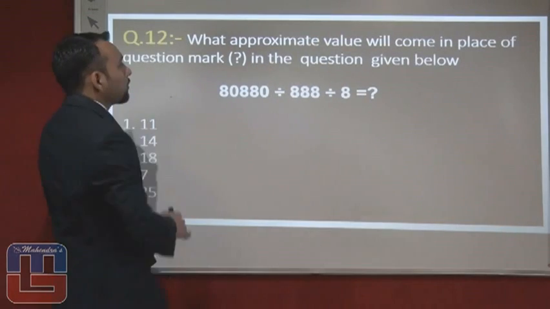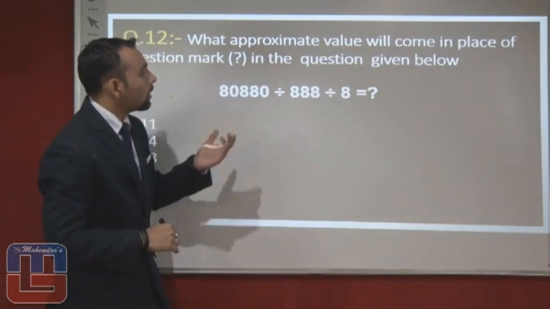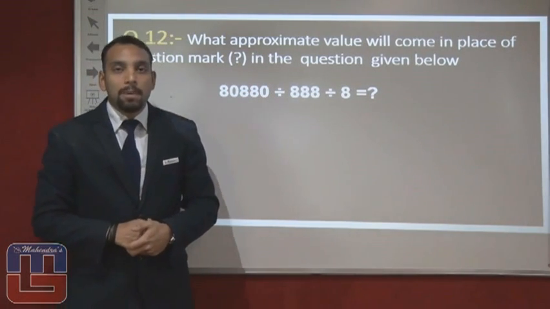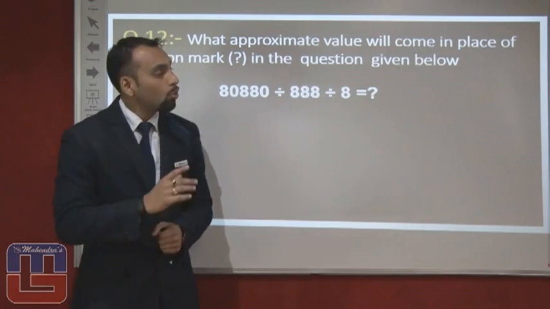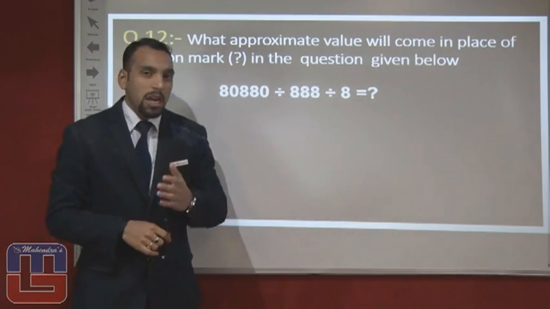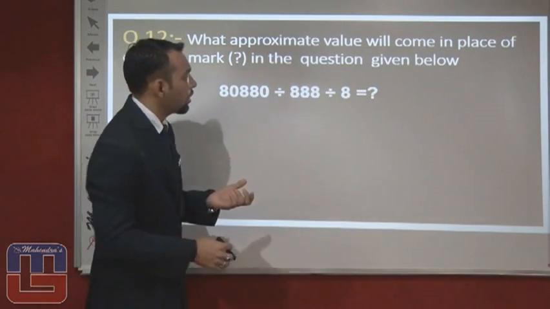The next question is the same from approximation. Now see, 80880 divided by 888 divided by 8, then question mark, what is the value of this question mark? Now see, what you have to do, what we have discussed, we have to take the approximate value. So how we will calculate this question?